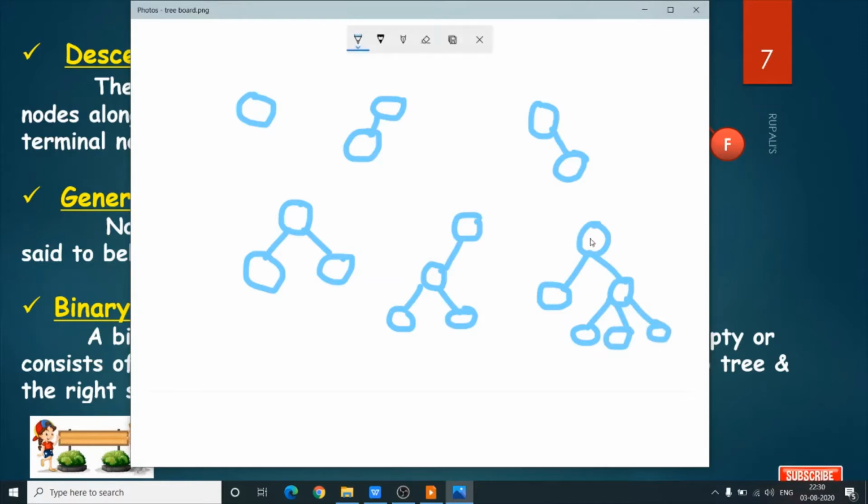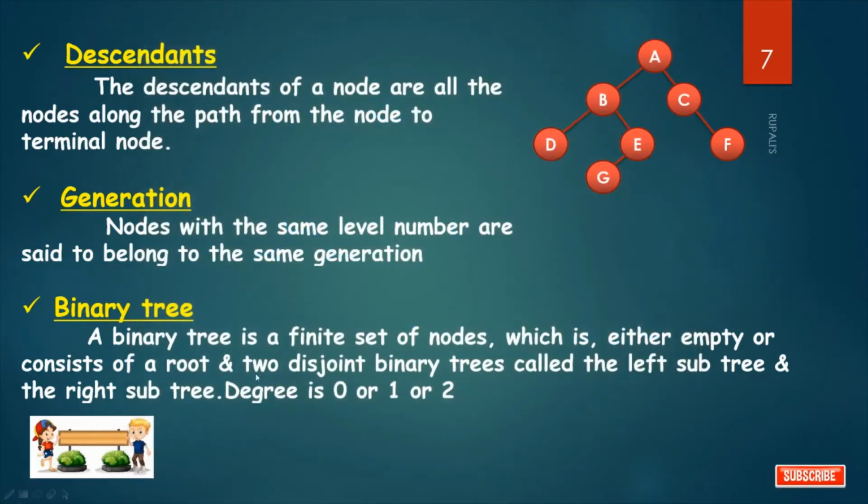See, degree is 2 for this node, it is 0 for this node, but for this node it is 3. So, it is not a binary tree. In this way, you can get the example of binary tree. So, the degree of binary tree is either 0 or 1 or 2.